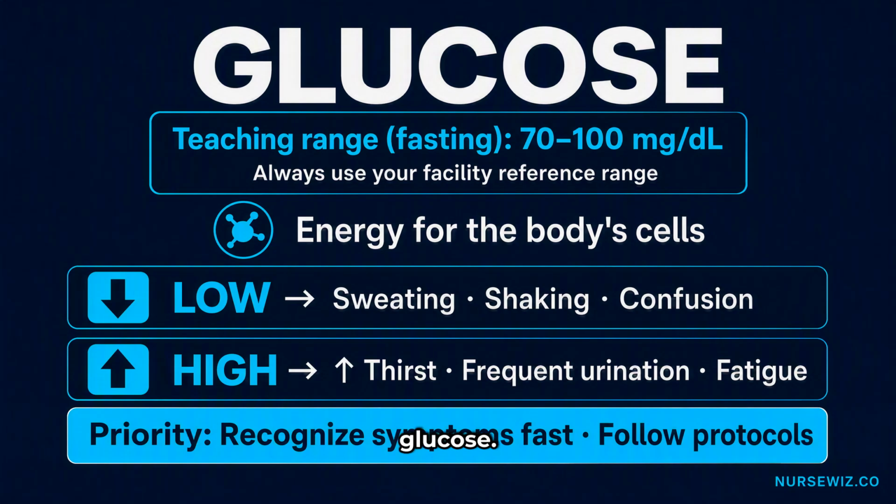7. Glucose. Glucose is energy for cells. Know your facility's reference range. A common teaching ballpark for fasting glucose is 70 to 100 milligrams per deciliter. Low glucose shows up as sweating, shaking, and confusion, and it moves fast. High glucose shows up as increased thirst, frequent urination, and fatigue. Your priority is to recognize the symptoms quickly and follow your facility's protocols.